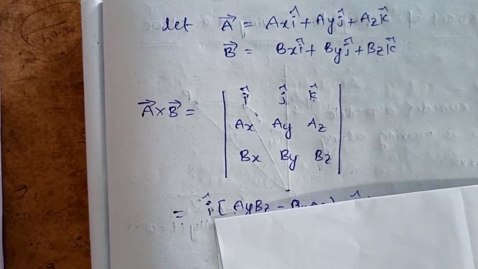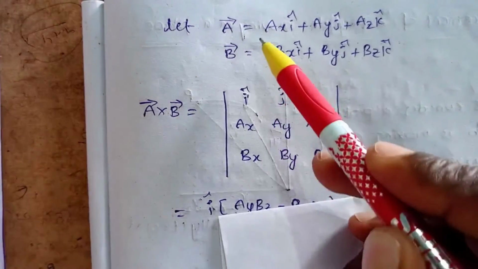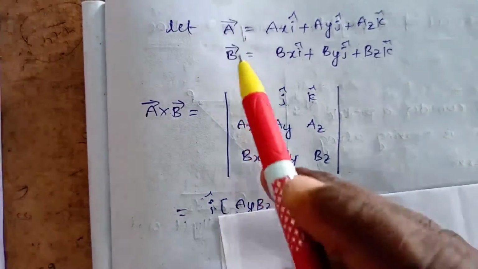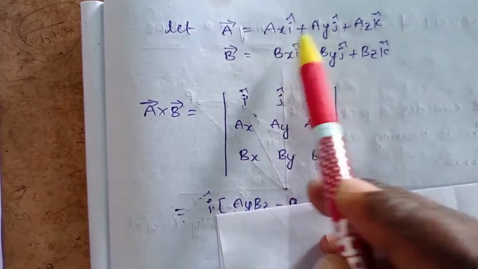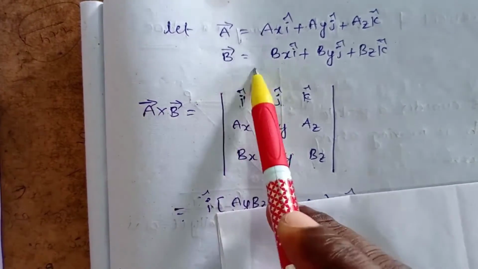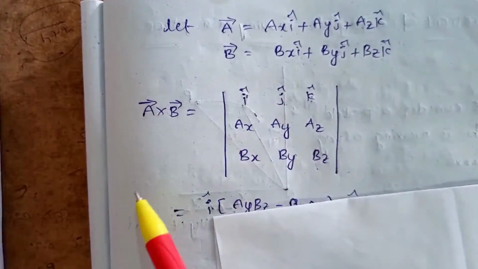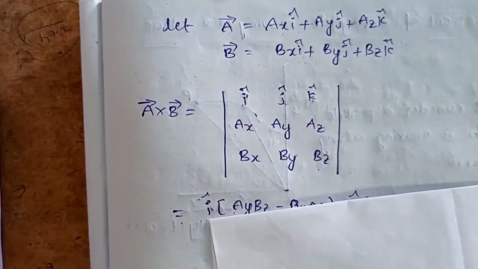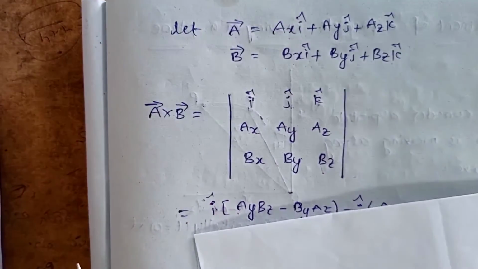Good morning, students. Today we are going to discuss the cross product of two vectors. Here I am taking two vectors. First vector A equals ax i cap plus ay j cap plus az k cap. Vector B equals bx i cap plus by j cap plus bz k cap. So these are the two vectors. Then what is the cross product of these two vectors?